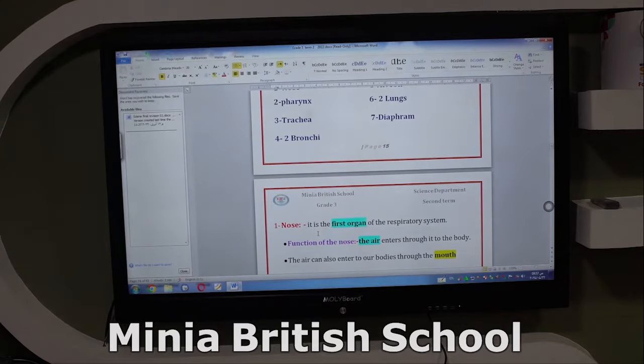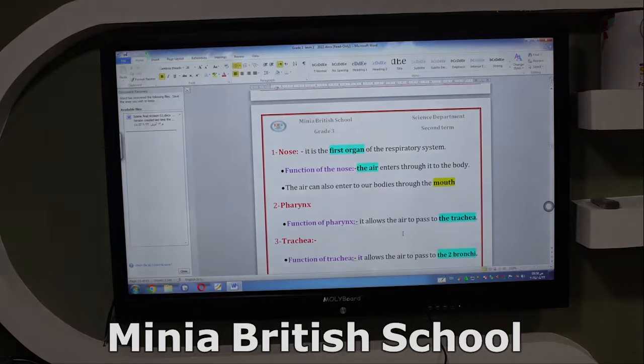Okay, let's start with the first organ, nose. Nose is the first organ in the respiratory system. Its function: it helps us to breathe air in and out, or the air enters through it to our body. So the air can enter your body and also can leave your body through the nose. If I asked you, the air can enter your body and leave your body through the nose only? No, this is false. Through the nose and also through the mouth. So you can breathe by two ways. And by the way, this is a type of adaptation.